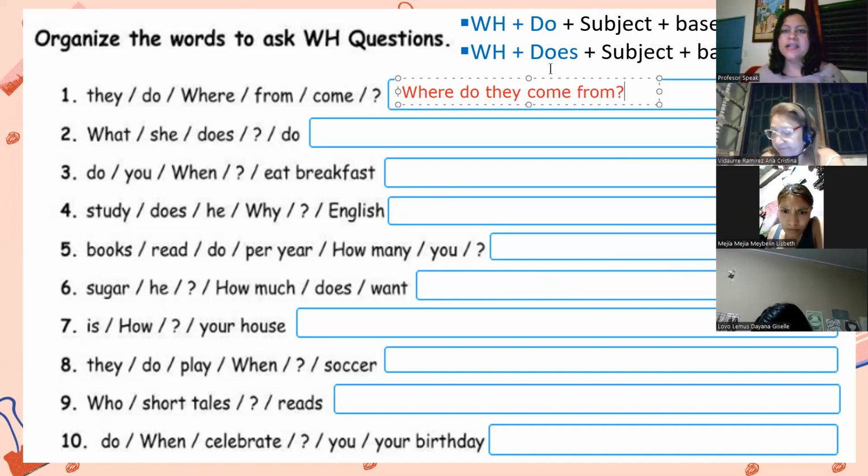Look, sigan la estructura. WH, where. Auxiliary, do. Subject, they. Verb, come, y luego the next, okay? Continue. I will give you time for you to identify, put the correct order, and then we check.